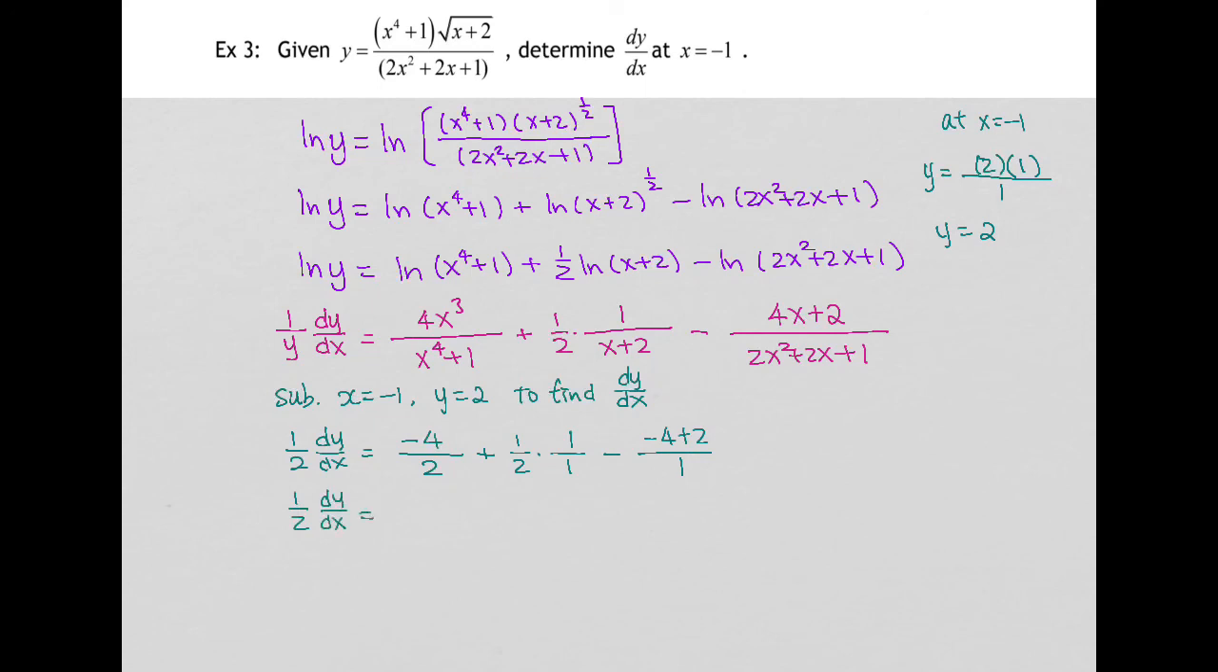Negative 4 divided by 2, negative 2, plus half, plus 2, because this is negative 2 will become positive 2. So 1 over 2 dy over dx will become half. Multiply by 2 on both sides. I know the rate of change is going to be 1.